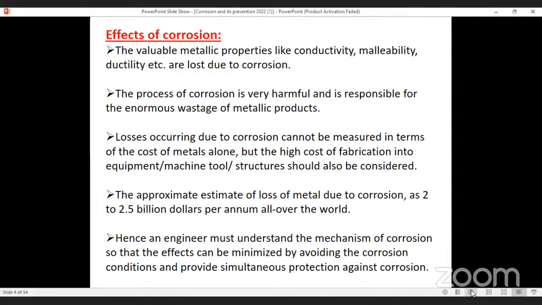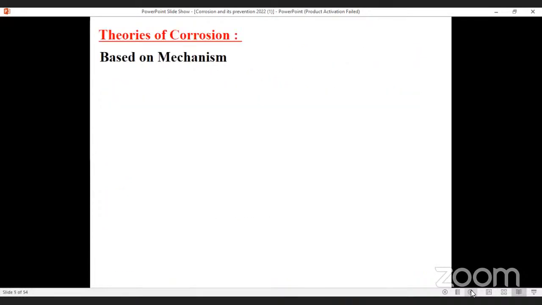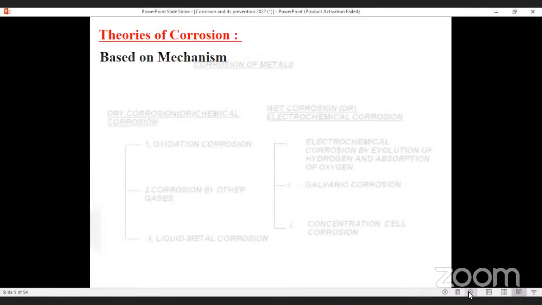Till now, the Eiffel Tower should be prepared free from the corrosion process, right? Okay, so these are some effects of corrosion. So no need for this. Here we need to focus on this.